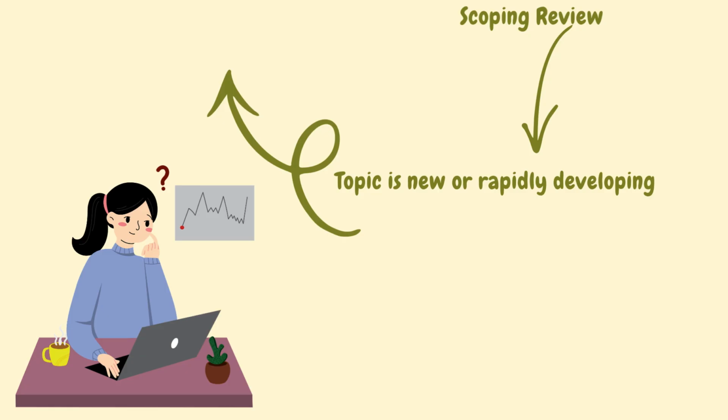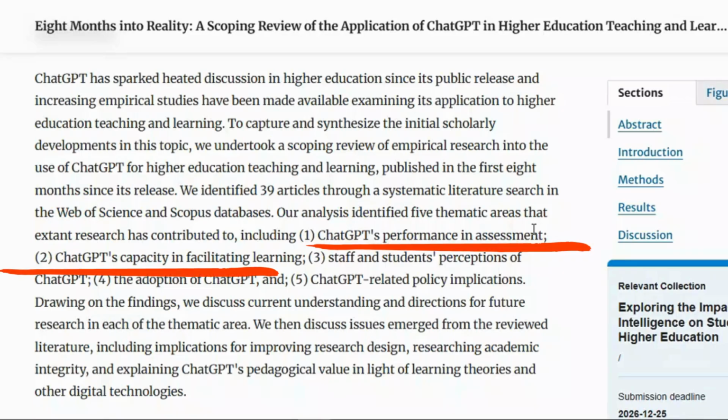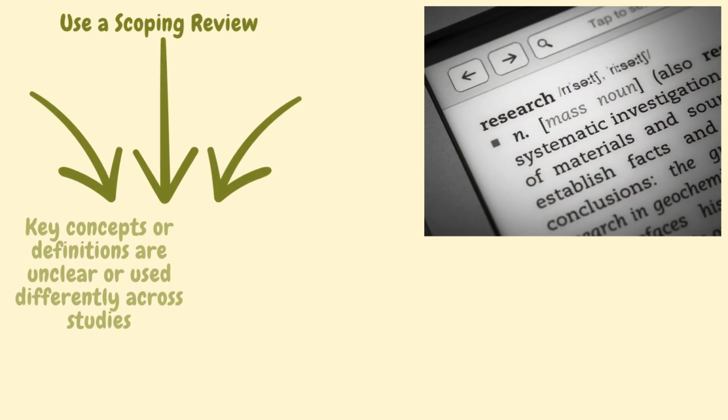The purpose is to organize the available evidence when research is still growing and changing. For example, a scoping review on the use of generative AI tools such as ChatGPT in higher education can summarize how these tools are being used for teaching, learning, assessment, and research because new studies continue to be published every month. Another reason is when key concepts or definitions are unclear or used differently across studies.